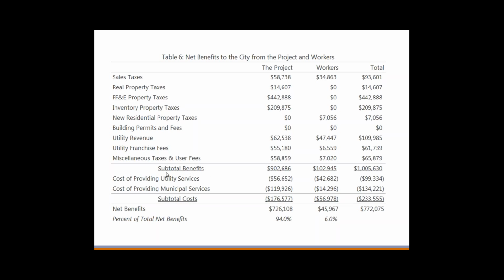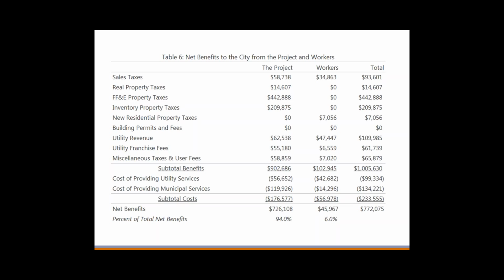Here we've got the benefits and the costs broken out by source. We've got two columns, and the total is still that $772,000. But now we can see where that net benefit breaks down between the project and the new workers. About 94% of the net benefits result from activity tied to the project or the company itself, versus only 6% from the new workers.